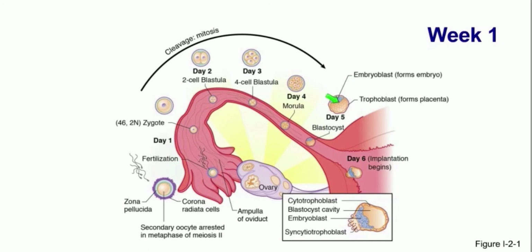Okay, so there we are on day 5. By day 6, that blastocyst has finally arrived in the uterus. And remember, on day 6, that's when implantation typically occurs.